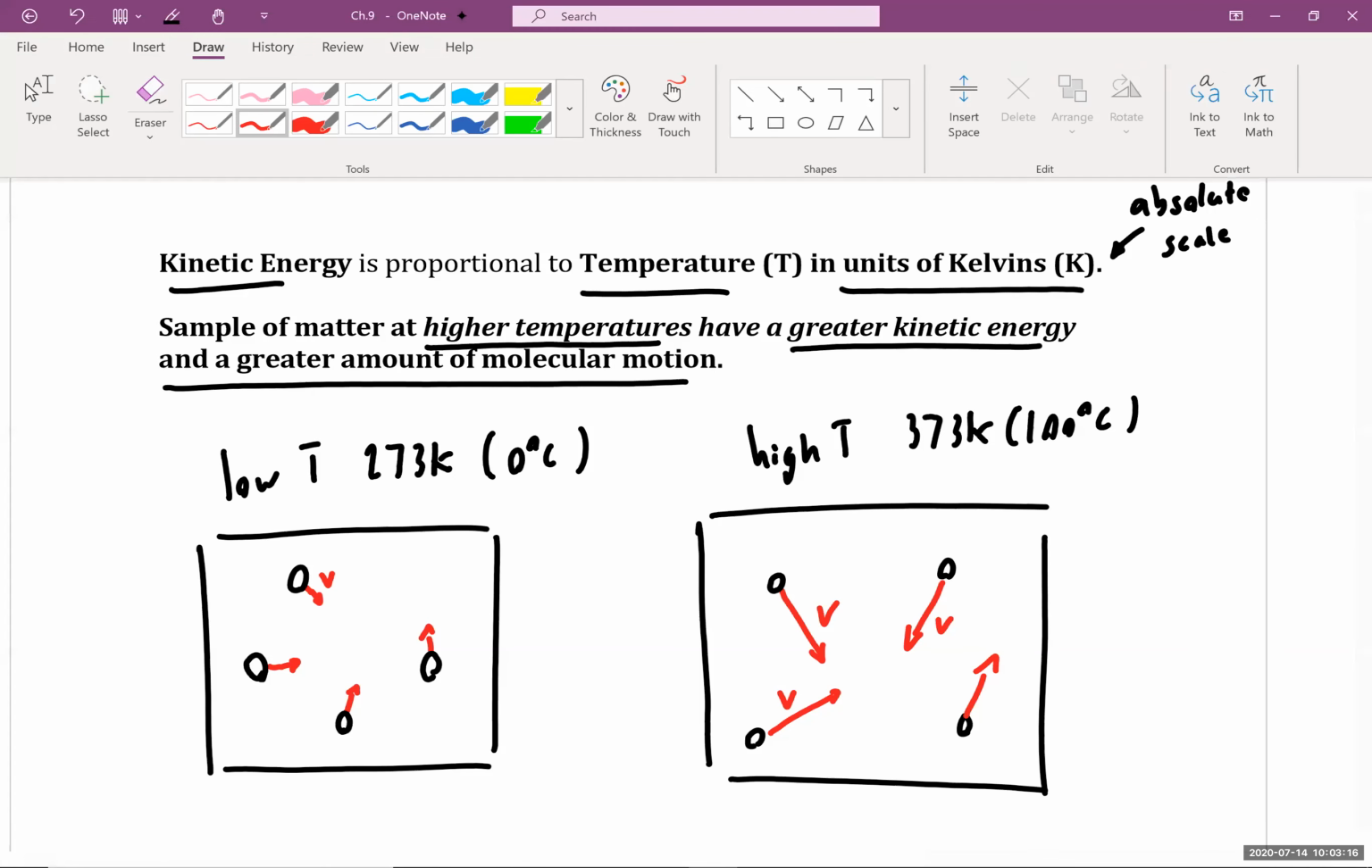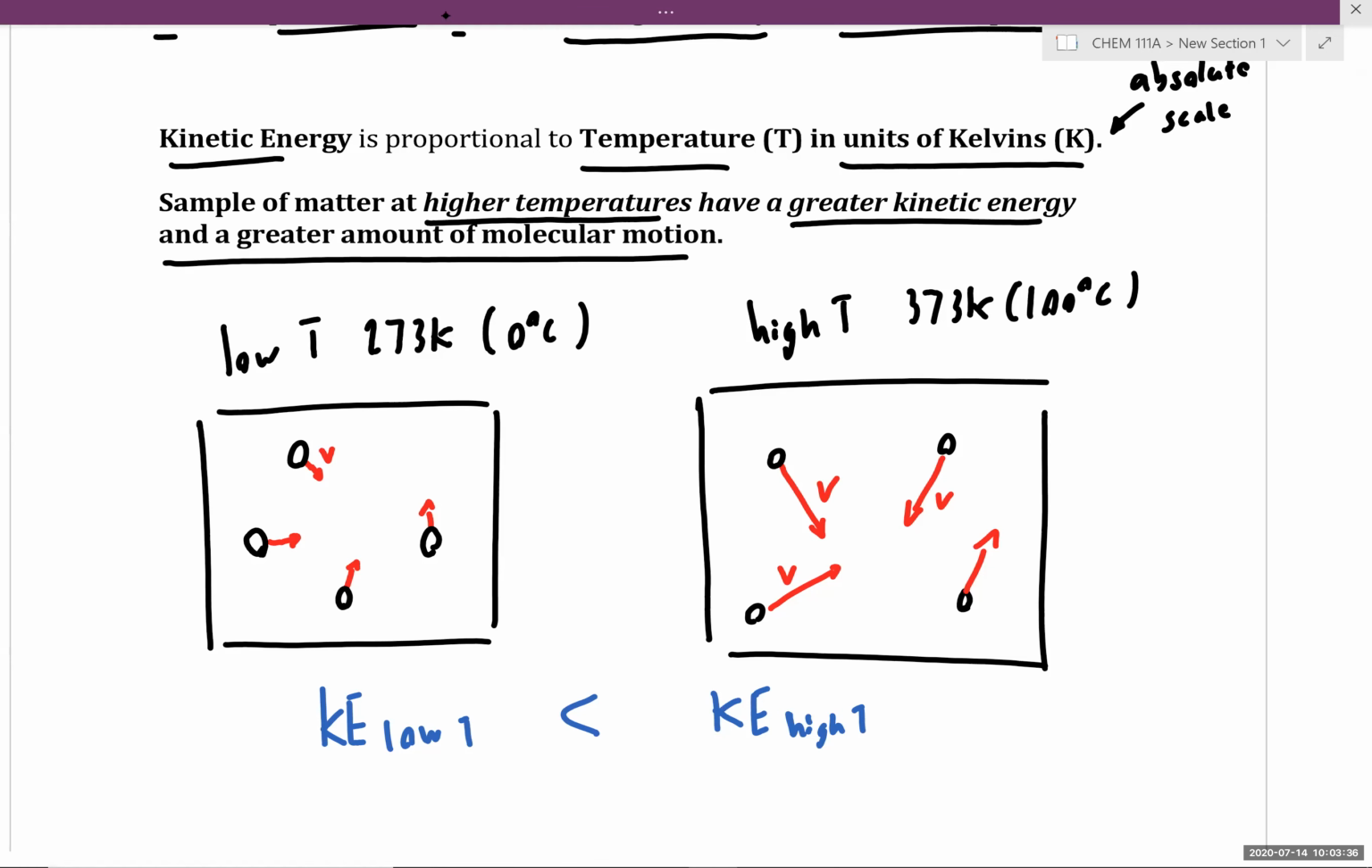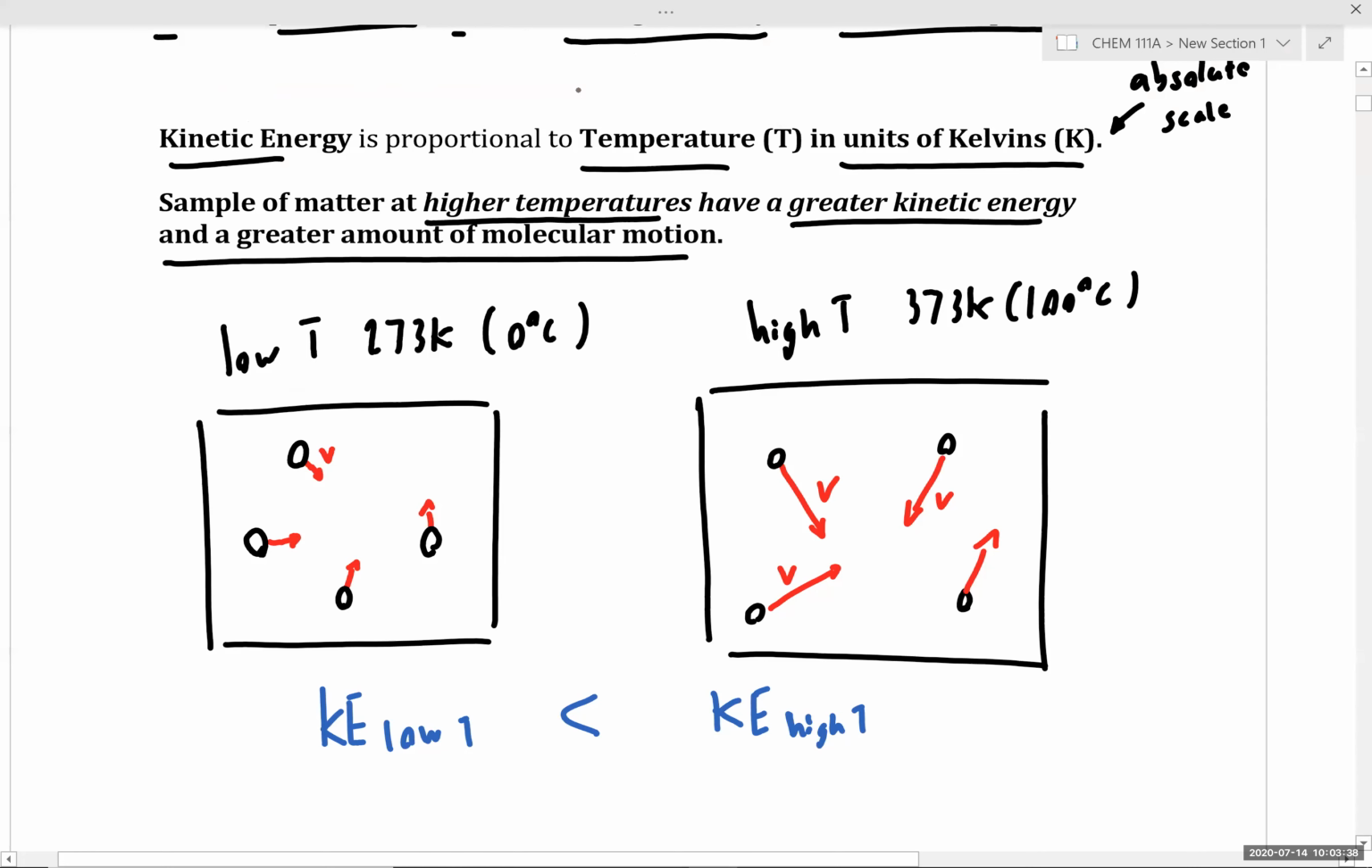So then the kinetic energy at low temperatures is less than the kinetic energy at high temperatures. Okay, so when you think high temperatures, I want you to think more molecular motion. Now that we have this relationship and we're starting to understand a little bit about what kinetic energy is, it's the amount of energy that a particle has based on its mass and its velocity. And the amount of molecular motion and the average particle velocity depends on the temperature.